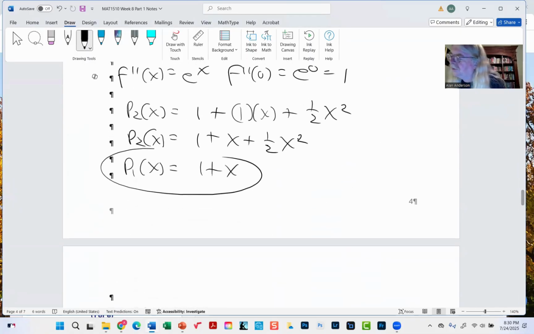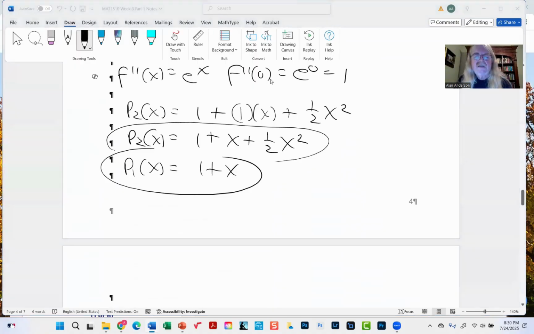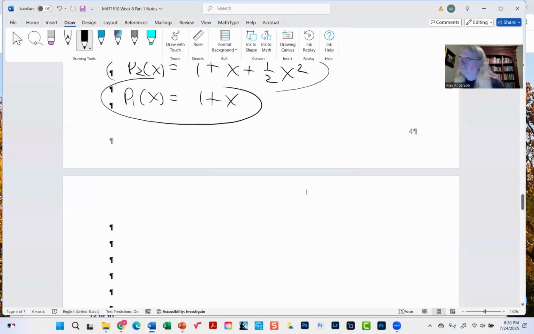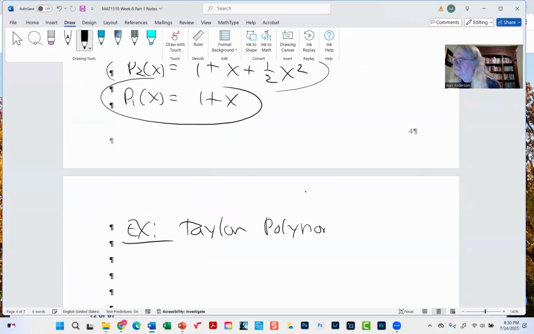So, but then in principle, you could define as many of these as you want. All right. Now, here, they're going to have us do a Taylor polynomial, the first 4 of them, when f of x is log x, and the center is 1. Okay. And again, they want p 0 through 4.